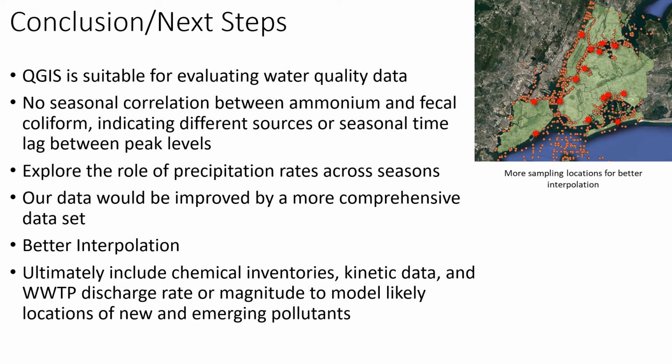The seasonal lag can potentially be explained since fecal coliform in the summer, being nutrient-rich, can stimulate algae growth and an ammonium spike in the fall when this algae is decomposed. As a next step, we'd like to investigate precipitation rates across seasons, which may account for the high fecal coliform levels in the summer due to combined sewer overflows. In general, I suspect expanding our data would improve our interpolations with more comprehensive data and sampling locations, as seen in this image. This could provide a better interpolation and more resolved gradients.